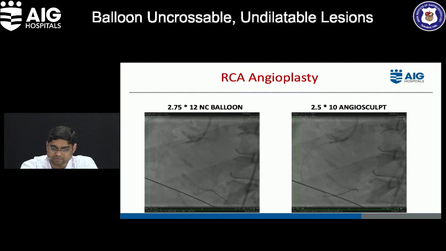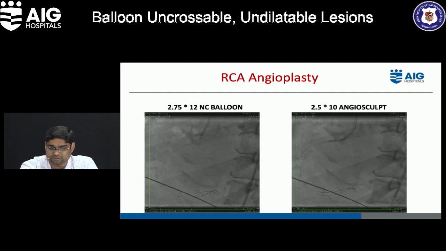At this point we thought, because it's an ostial lesion, it's a pretty fibrotic lesion which we need to dilate. So what are our options? We thought about it first. We wanted to take a cutting balloon at this point, but because of its bulky profile, it didn't cross the lesion.